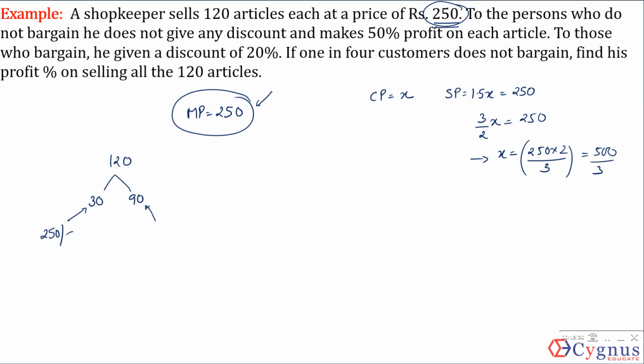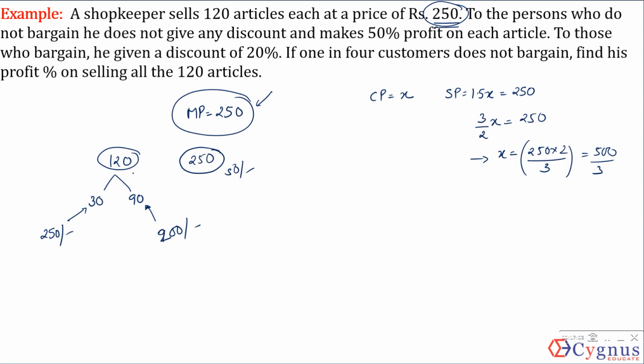And what about these 90? They'll get a discount of 20%. Now 20% of 120 is how much? 24. That means these 90 customers will be paying how much? This is 120, but actually the discount is calculated on 250. 20% of 250 is what? 50 rupees. So these 90 customers will pay 200 rupees each. And the people who will not bargain will be paying 250 rupees each.